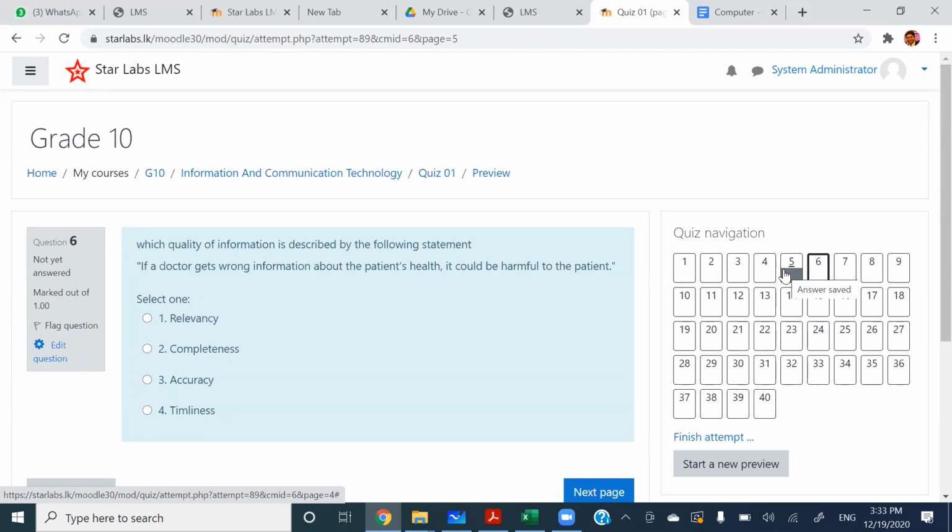So to grant the access for this particular LMS, I need to have your basic details. So I will send you the Google form very soon. So you will fill it. As you fill it, I can configure the accounts for you. So you will be able to access this as well.